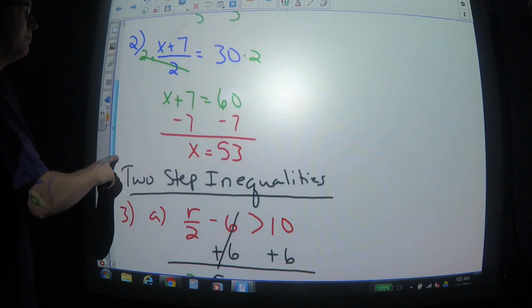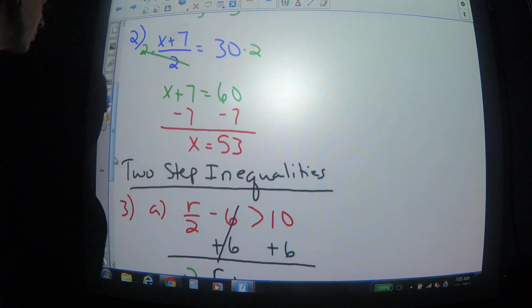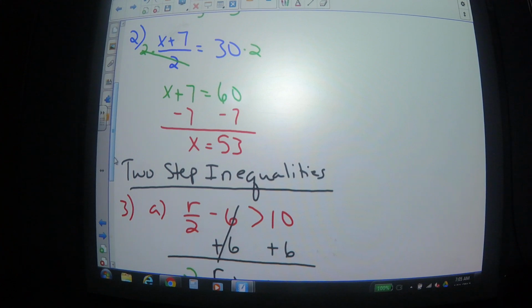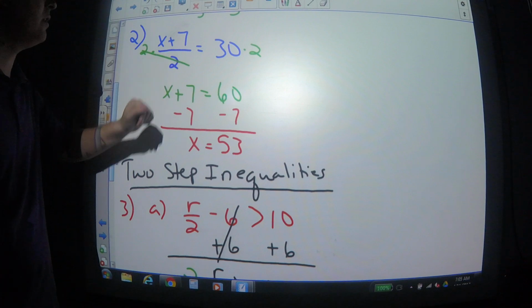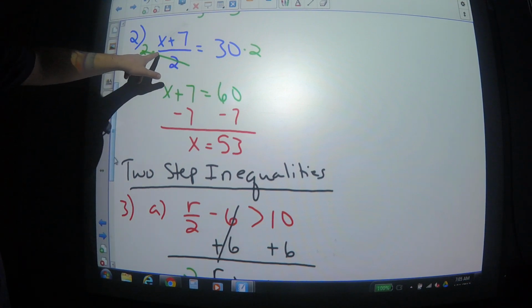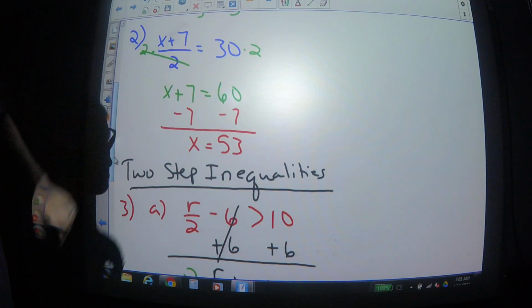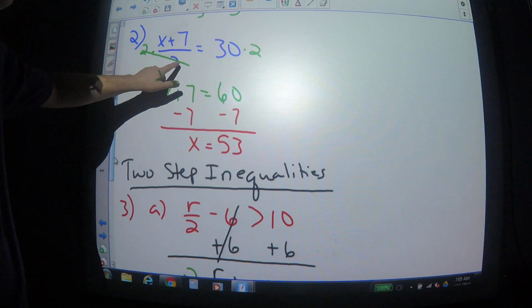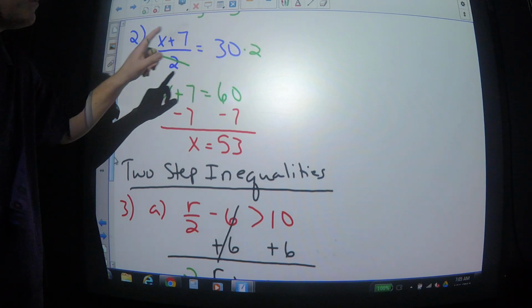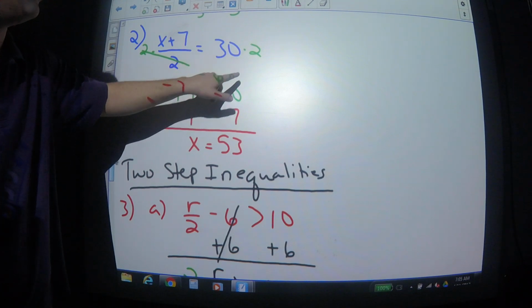Looking at number 2. x plus 7 over 2 is equal to 30. All right? So, x plus 7 over 2 is equal to 30. So, I need to isolate the x up top. So, I need to get rid of the 2 on the bottom. Since this is divide by 2, I'm going to multiply both sides by 2. So, now I'm going to be left with x plus 7 is equal to 60.